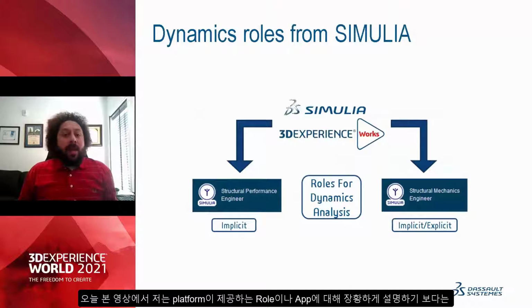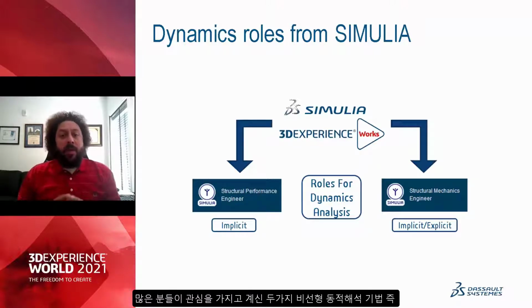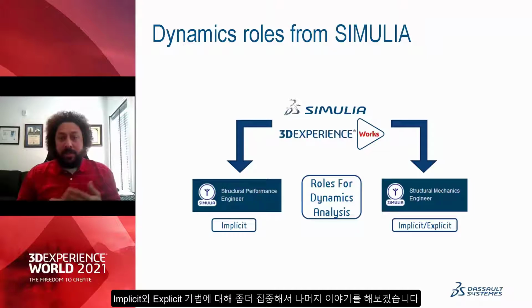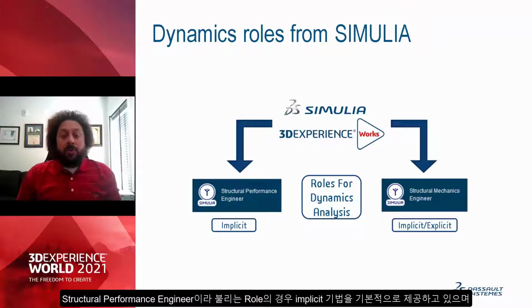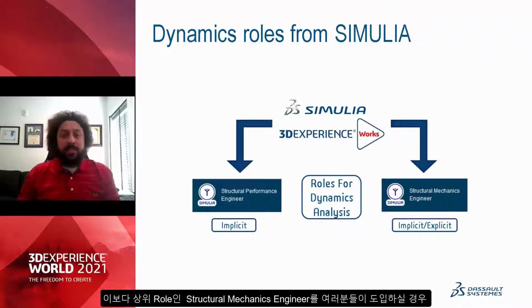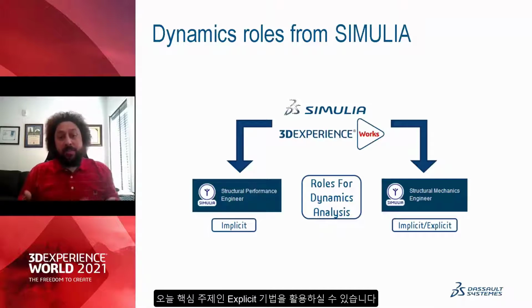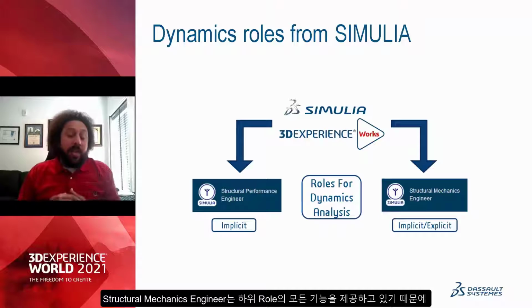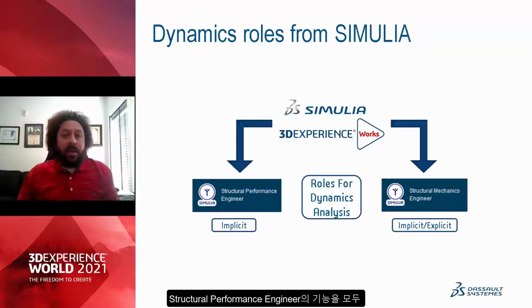I don't want to talk a lot about the way roles and apps are distributed on the 3D Experience platform. I don't think that's as important for you. I just want to point out, when you're thinking SIMULIA and the 3D Experience platform tools, there are two ways to do dynamic analysis. There's the implicit solver that's available in a role called Structural Performance Engineer, and there's the explicit solver that's available in Structural Mechanics Engineer. If you purchase Structural Mechanics Engineer, you would get the implicit solver too. So you get all of the capabilities inside of Structural Performance Engineer, in addition to the explicit solver and some other apps that are included with Structural Mechanics Engineer.